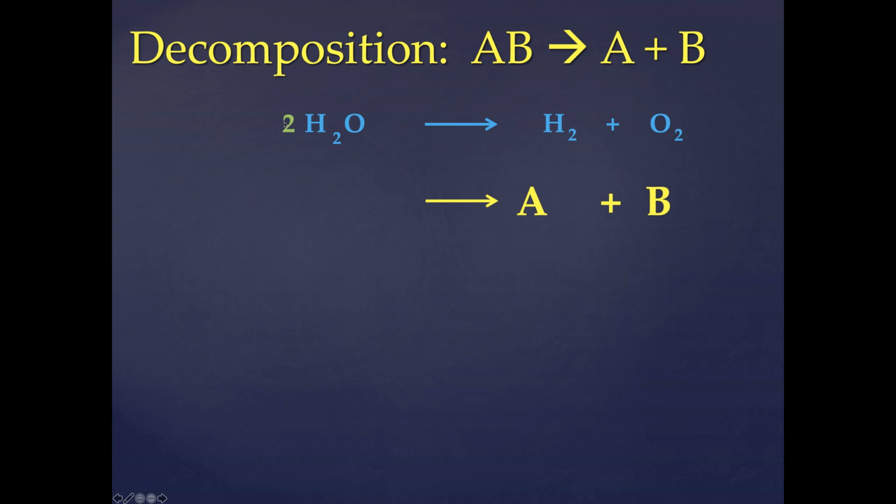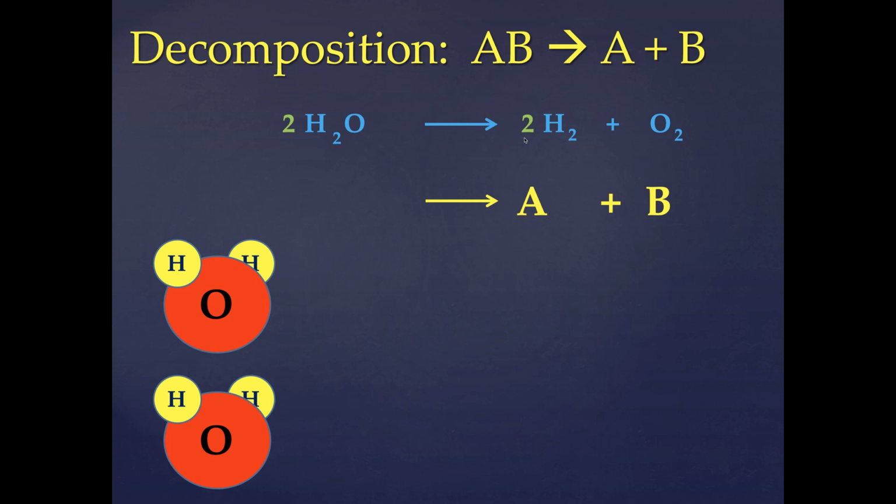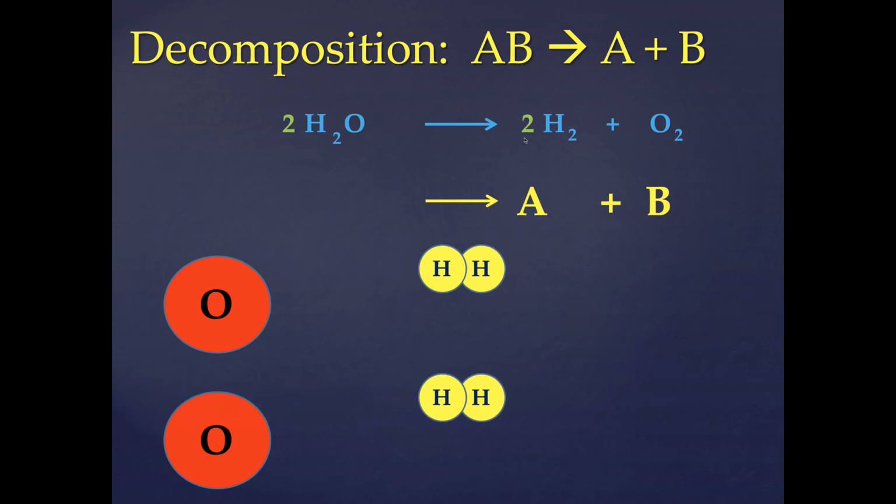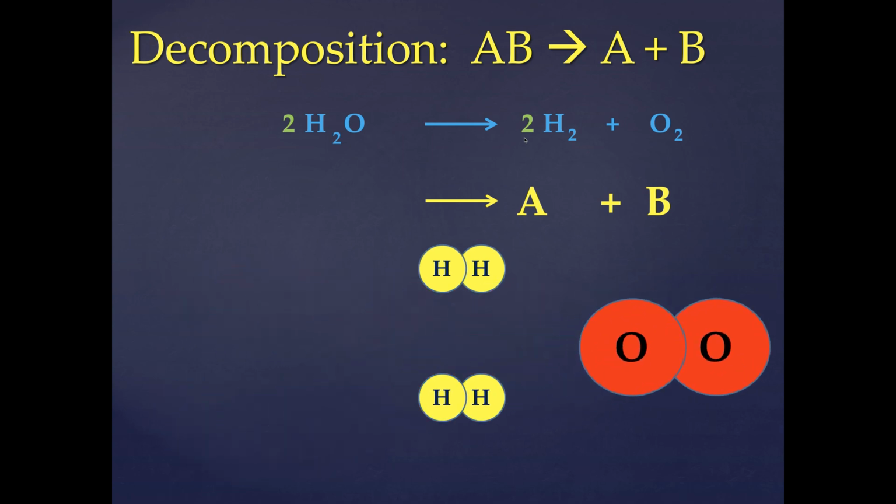Just pop a 2 in front of the H2O. Sure, that unbalances the hydrogen, but that's easy to fix. And now we have a completed and balanced reaction, and this is what it looks like. We have two H2O will break up to form two H2 and O2.